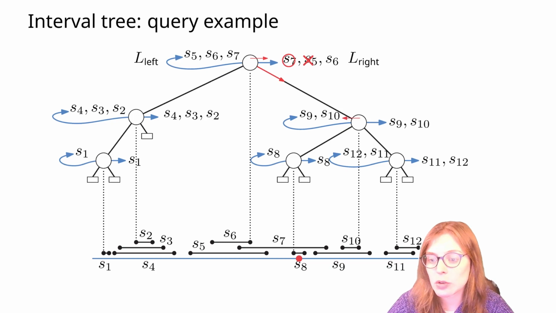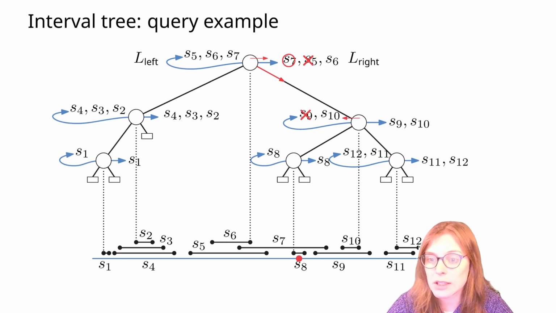In the next node, we repeat the procedure. For this particular example, the query point now lies to the left of the value stored within the node, so we will compare the value of the query point against the left endpoints of the intervals stored in the left list associated with the node.